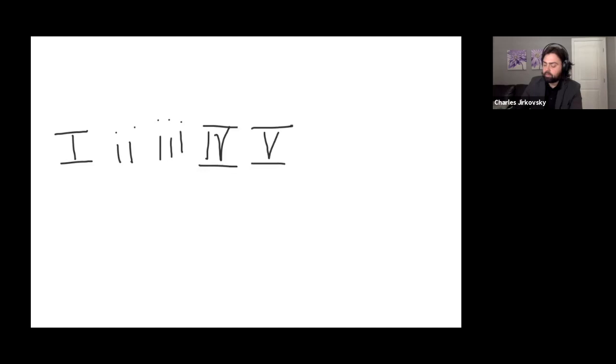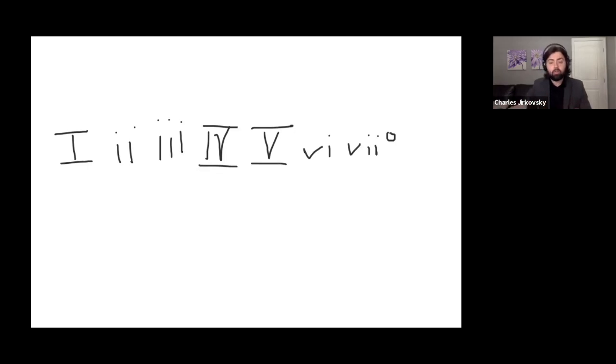So in any key, the 1 will always be major, so we're going to represent that with a capital. The 2 will always be minor, so it's lowercase. The 3 will always be minor, so it's lowercase. The 4 will always be major. The 5 will always be major. The 6 will always be minor. And the 7 will always be diminished. So it's lowercase like minor, but then it gets the little circle in any key.